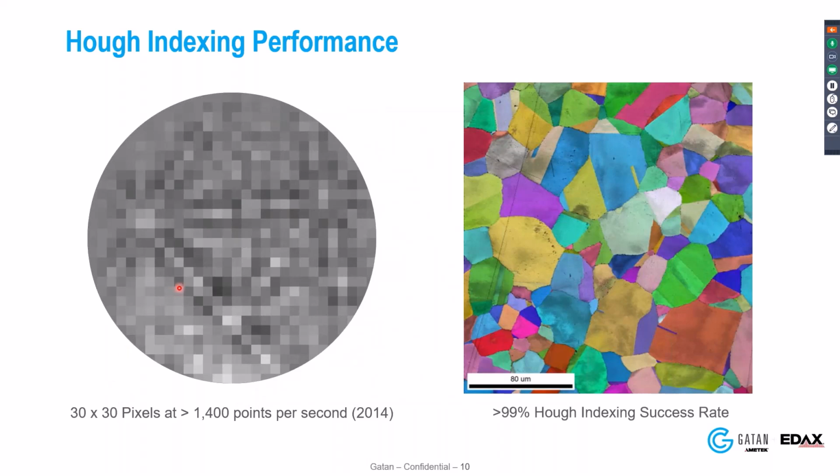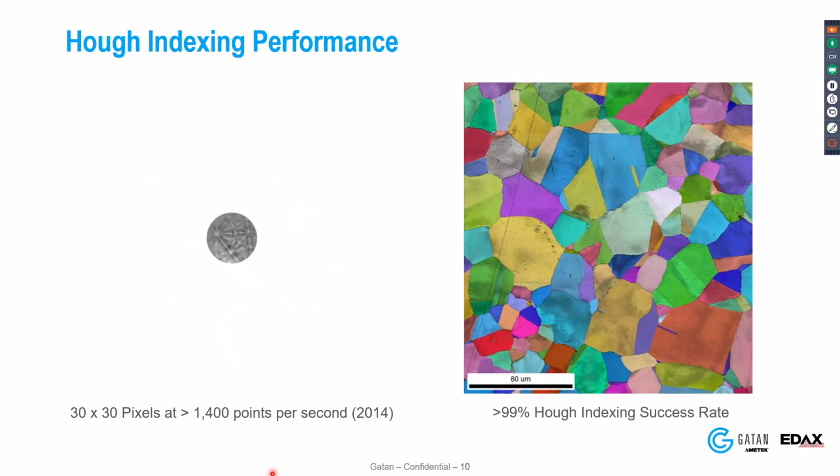This is an example from our Hikari detector from about 10 years ago. We could go 1,400 points per second looking at 30 by 30 pixels and get a 99% indexing success rate on a standard FCC nickel type material. So it was very good at finding bands even when there was kind of sparse information. You look at this, it's kind of hard to see, probably even on the bigger screen, that there's lines in there. And I noticed when I was just putting this together, if I looked at it on my small monitor, you shrink it down, it's like, oh, I see the patterns a little bit better. There are band positions in there.